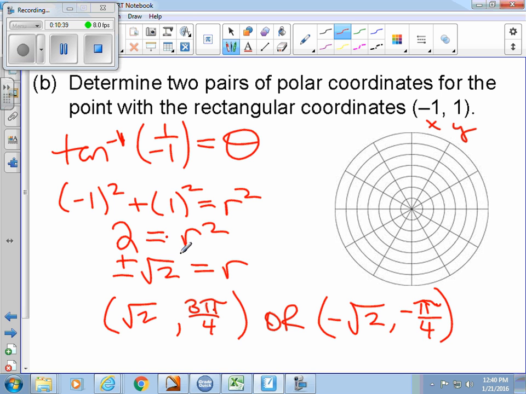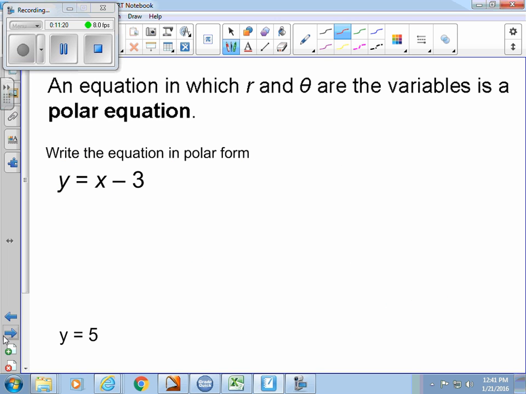How many different answers could I put here? Infinitely many. I could go around the circle 100 times if I wished. That would be silly, but I could. So there are infinitely many equivalent polar coordinates. These are probably the easiest two to come up with, but it says 2 pairs. I found 2 pairs. Any questions about why we have to be slightly careful here? Would it work if I put negative pi over 4 and positive radical 2? No, that would be the wrong coordinate. That would be in the wrong quadrant. So just be careful about that with polar coordinates.